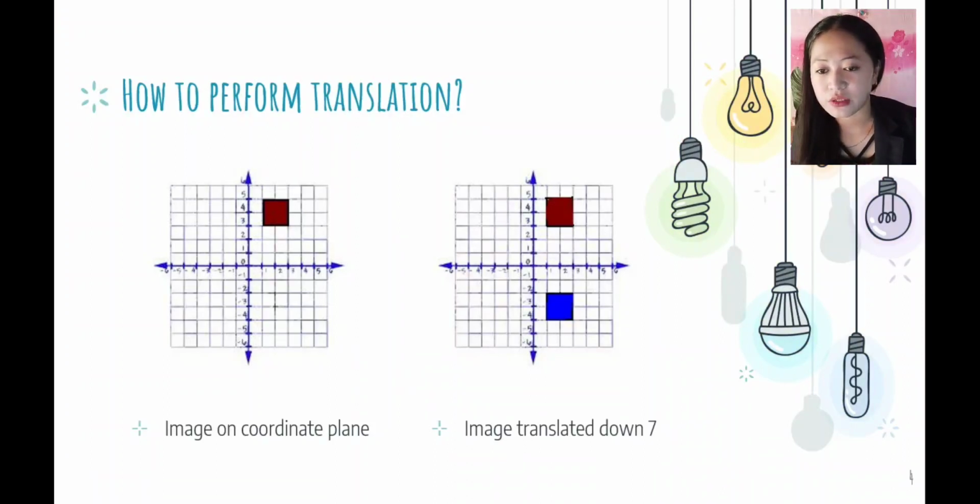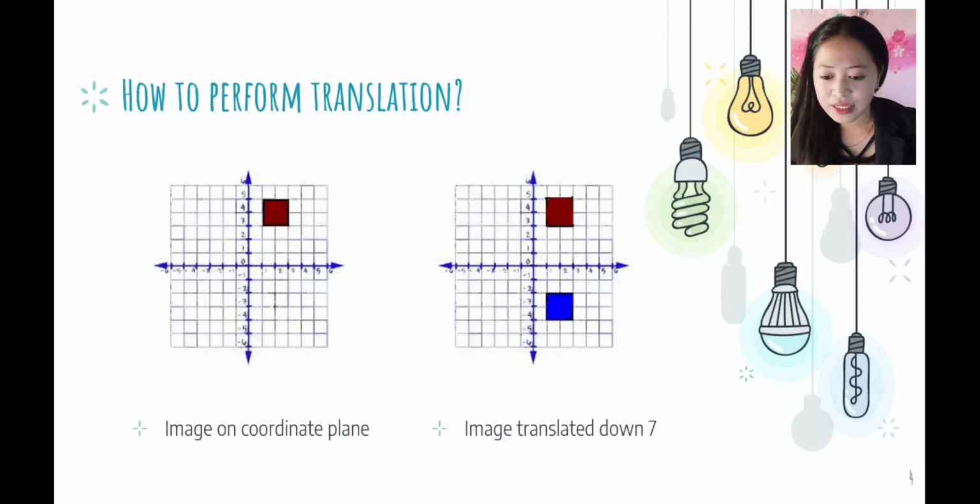When working with translation problems, the information may be presented in different ways. You may be given a figure drawn in the coordinate plane like this, on the left side. Then you will be asked to translate the figure. You will be given a distance and direction for the transformation. For example, translate the figure down 7. The way to do this is to take each vertex point individually and count down 7.